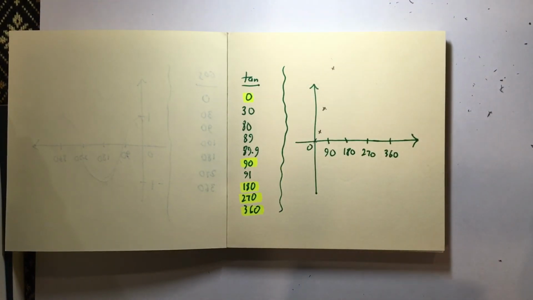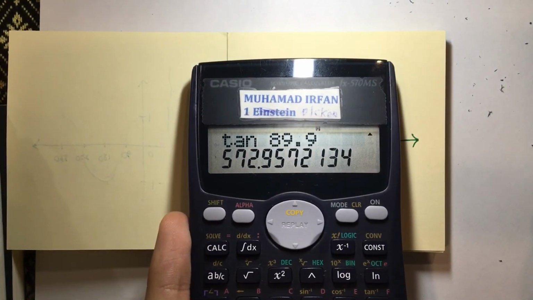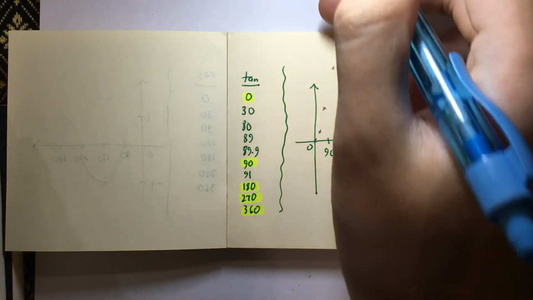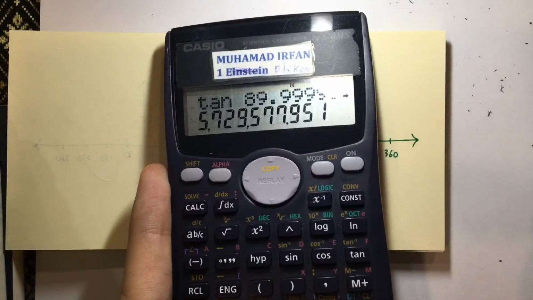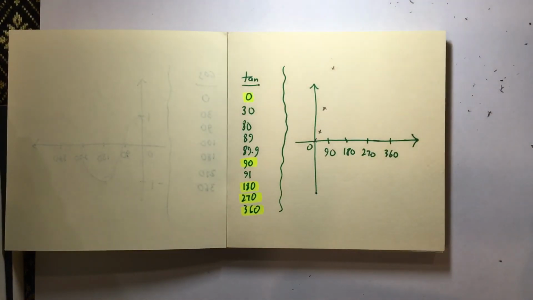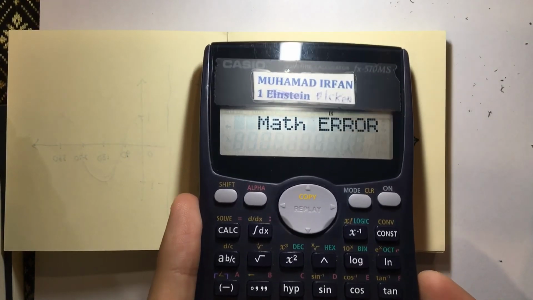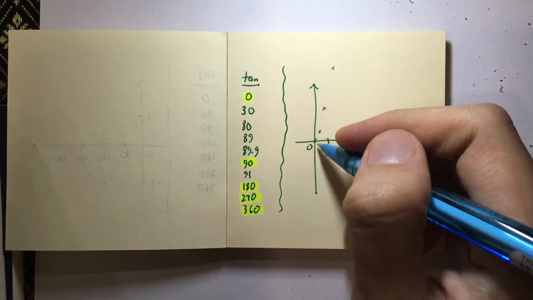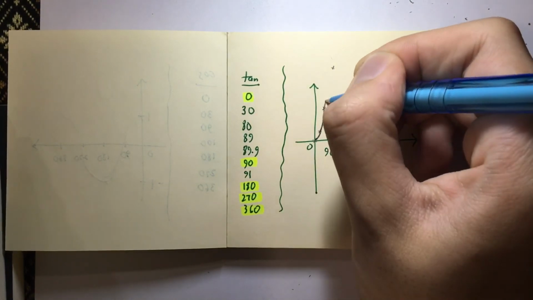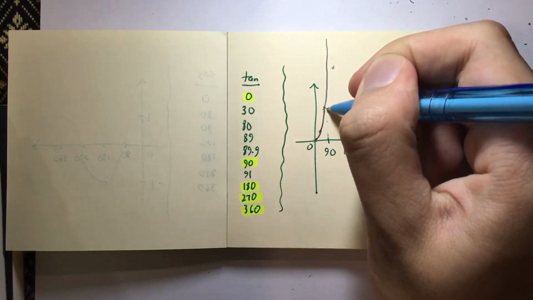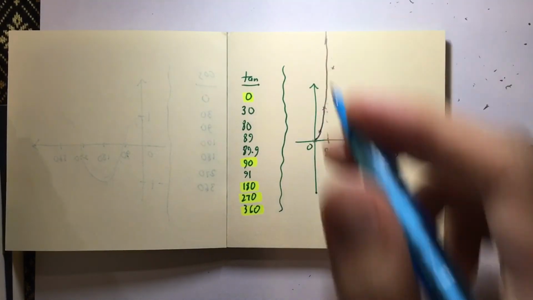And now let's try 89.9. It's 572, which would be even higher. And you can just keep going, 89.99999 is this number that's so big. And at the end, if you have tan 90, you get a math error. The calculator cannot calculate that because it's actually infinite. So the line goes straight up as it touches 90. So this is straight up forever.